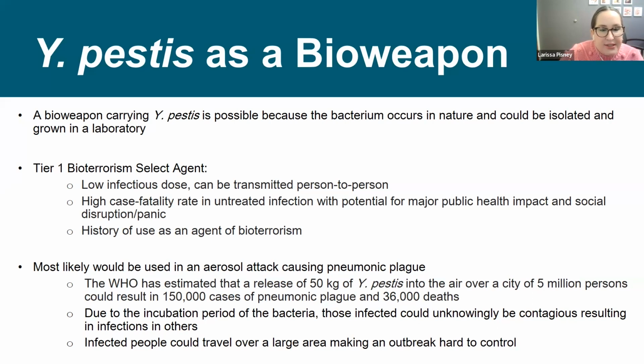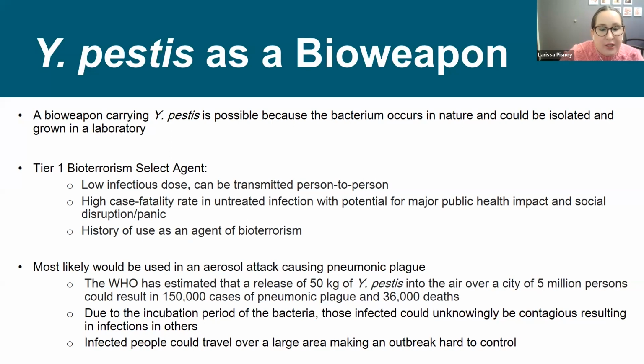And the reason it has this designation is because it has a low infectious dose and can be transmitted person to person. It also has a high case fatality rate if left untreated, which has the potential for a major public health impact as well as social disruption and panic. And there's also a history of it being used as an agent of bioterrorism. The most classic examples are much older, using plague-infested corpses or fleas. In terms of use as a bioterrorism agent, it would most likely be used in an aerosol attack causing pneumonic plague.